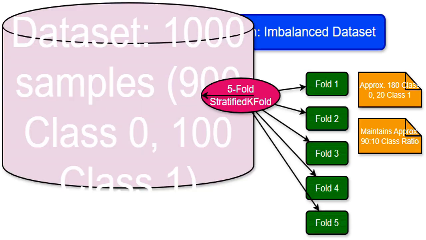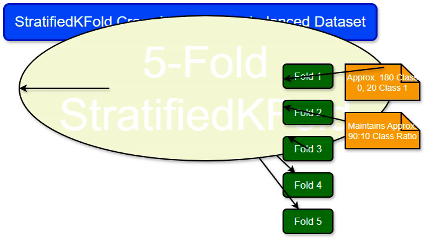I have a total of 1000 data points, which are labeled into two classes. 900 fall under class 0, and 100 fall under class 1. This is a highly imbalanced dataset, meaning one class is significantly more frequent than the other. I will split my data into 5 folds using StratifiedKFold. Each fold will serve as a test set once, with the remaining folds being the training set.